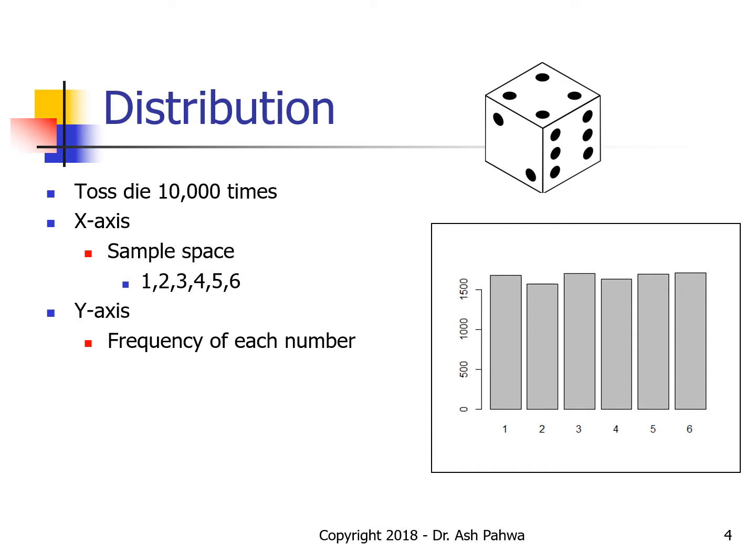1,666. As you will see in this distribution, all the numbers, which are 1, 2, 3, 4, 5, and 6, are appearing somewhere between 1,600 and 1,700 times. Because this is a random process, these numbers will not be exactly equal, but approximately equal. On our y-axis, we have the frequency, and on our x-axis, we have the sample space. Plotting our data with this kind of diagram gives us a distribution.